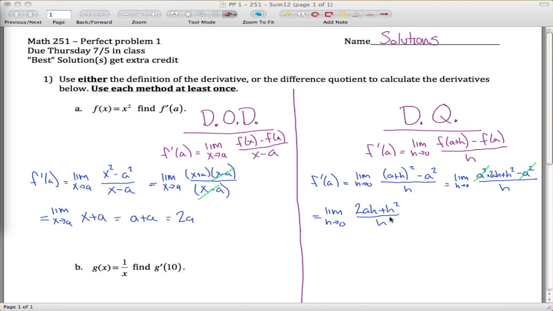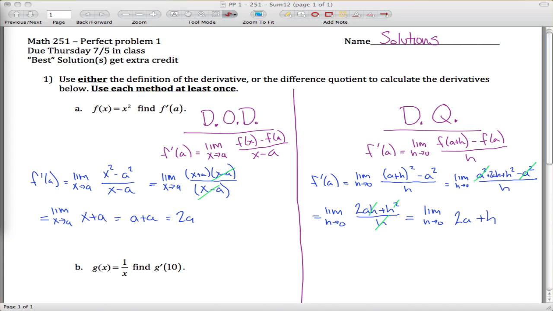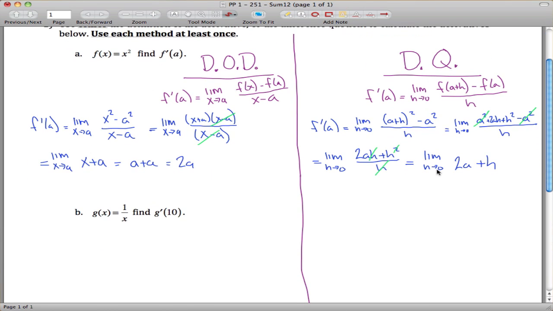Make all the h's 0, you'll still get 0 over 0, but we can simplify this further. There's an h in every term in the numerator and an h in every term in the denominator. So we can factor out an h and cancel it. This h and one of these h's cancels with this h. And we get that this is equal to the limit as h approaches 0 of 2a plus h. And we finally managed to get this to a point where we can evaluate the limit. We can change all the h's into zeros. We get 2a plus 0, which is just 2a. Exactly what we got over here, which is a good thing.